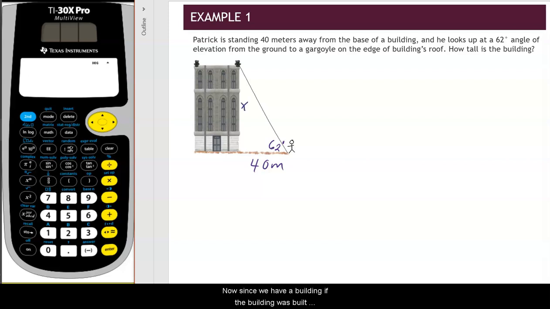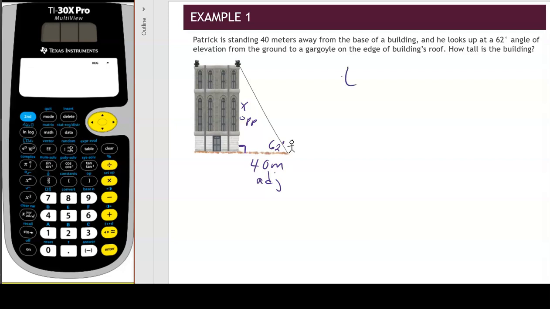Now since we have a building, if the building was built correctly, it would be at a right angle. Since we have a right angle, that tells us we're going to be using a trig function, because we cannot use a trig law if we have a right angle. We have to use a function if we have a right angle. So looking at this, we have that 62-degree angle, the 40 meters is adjacent. The x would be opposite. Since we have opposite and adjacent, that means we're going to use our tangent function.